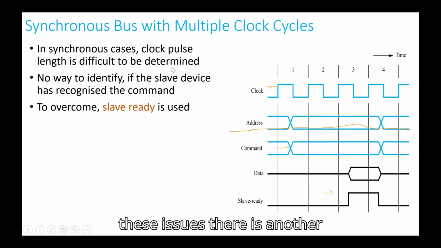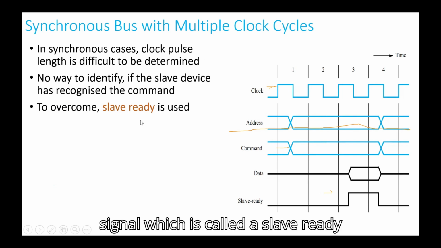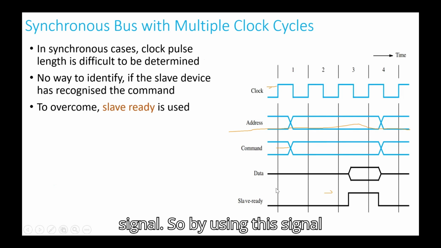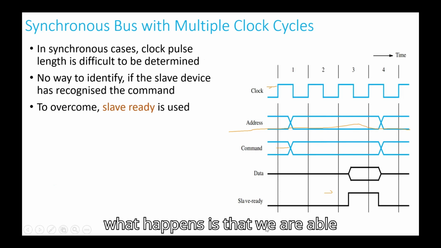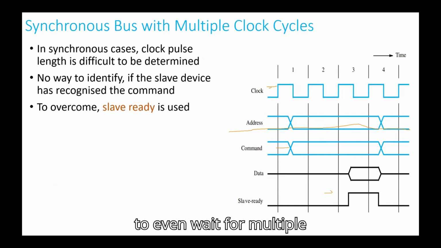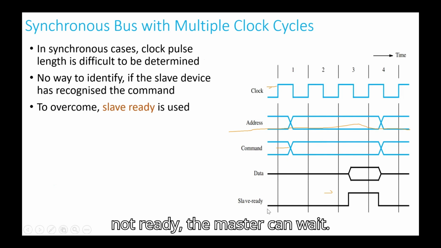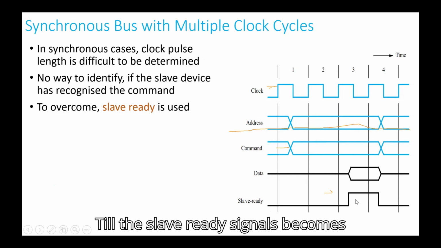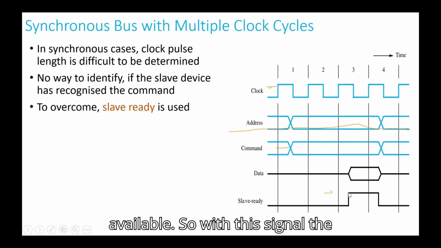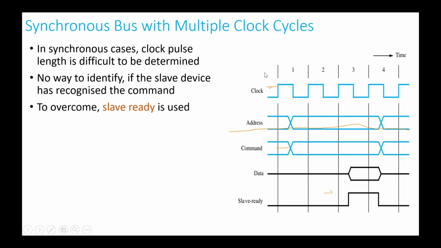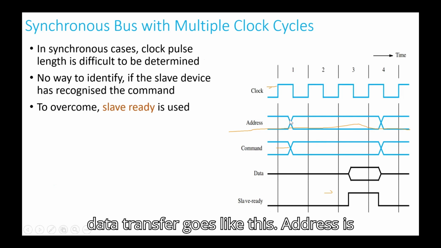So to overcome these issues, there is another signal which is called a slave ready signal. So by using this signal, what happens is that we are able to even wait for multiple clock cycles. If the particular slave is not ready, the master can wait till the slave ready signal becomes available. So with this signal, the data transfer goes like this.